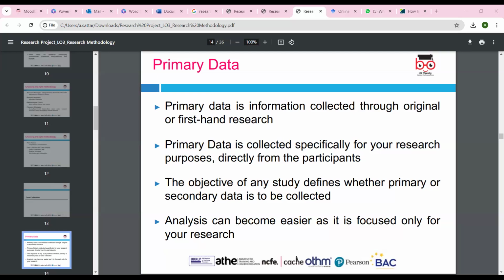Can you see the slide or not yet? Yeah, I can see. Please. Okay. Can you see the website which I'm showing you? No, not the website, but the slide I'm showing, primary data. Okay, so I'll take you to the other website.